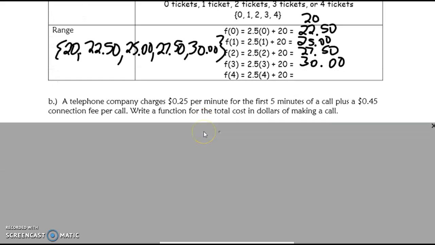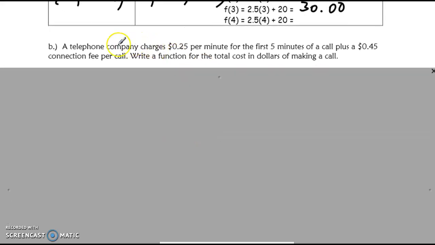On our next problem, we have a telephone company that charges 25 cents per minute for the first 5 minutes of a call, plus 45 cents for a connection fee. Just to make the call, they're going to charge you 45 cents. So you're going to write a function for the total cost in dollars of making a call.